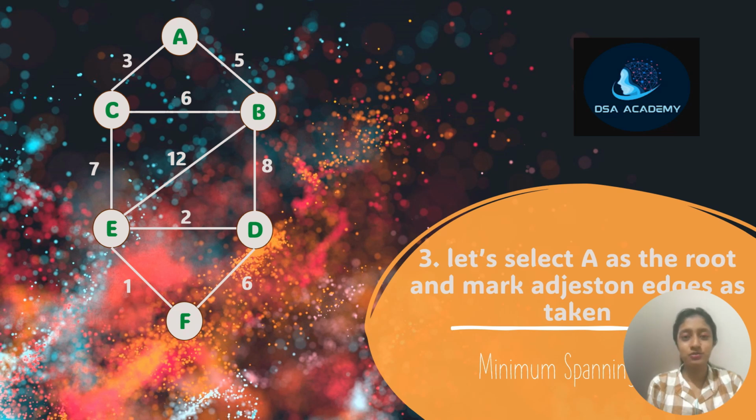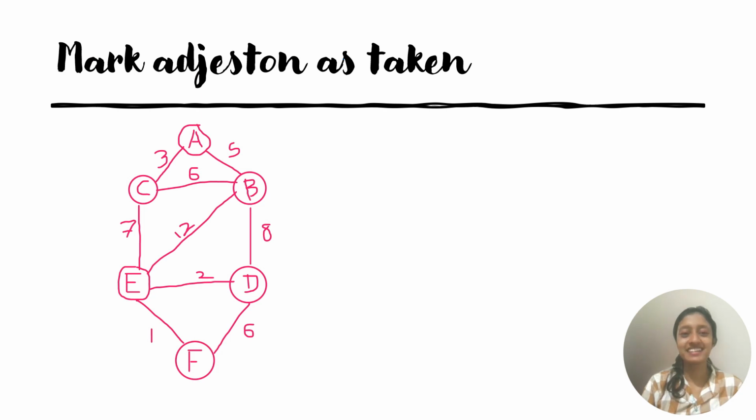Let's see how we can draw this after removing self edges and after selecting A as the root. This is after removing the self edges. We have to remove those self edges with their weights.